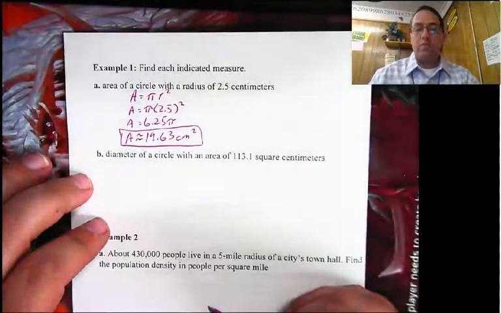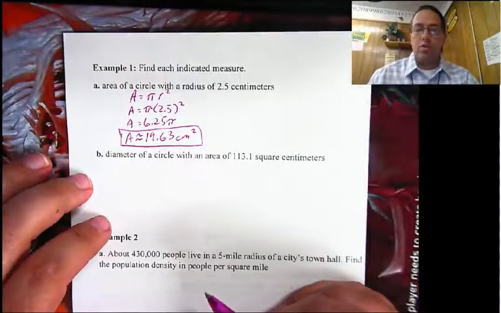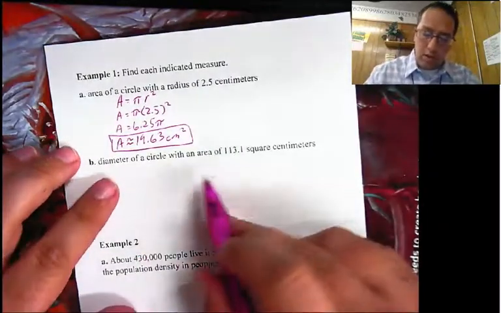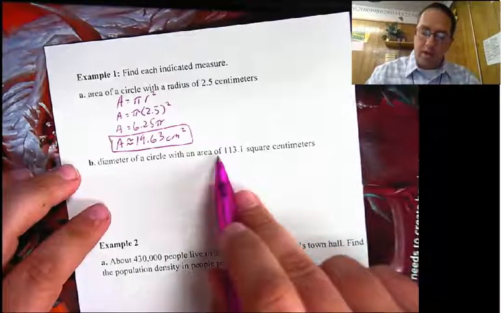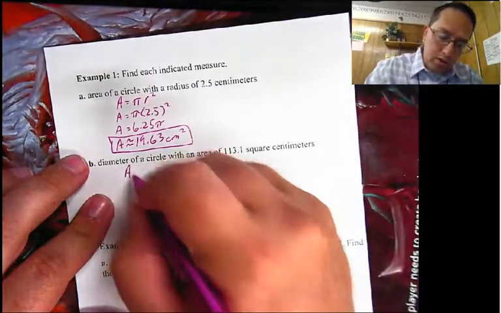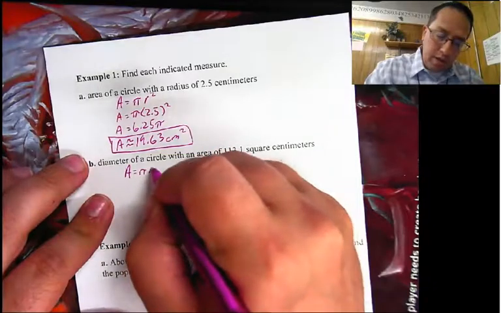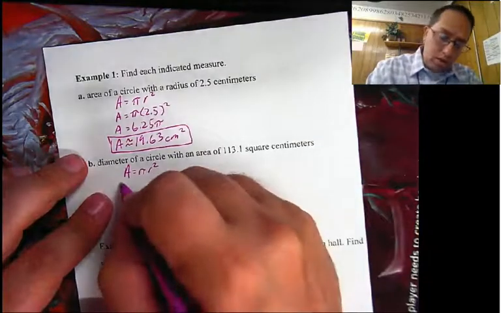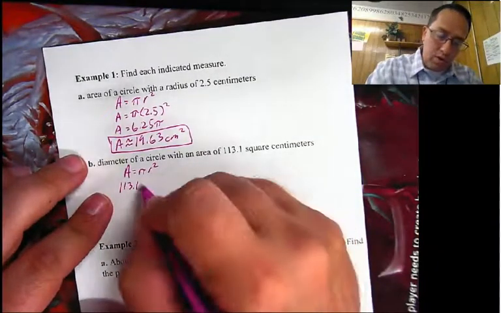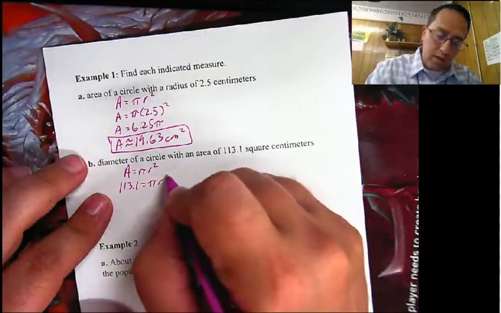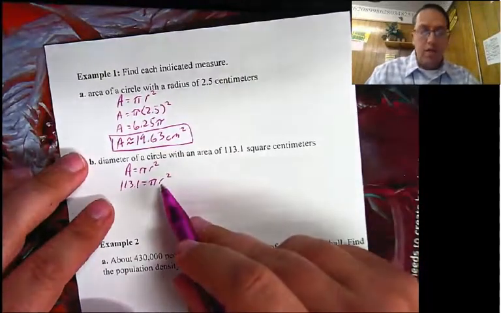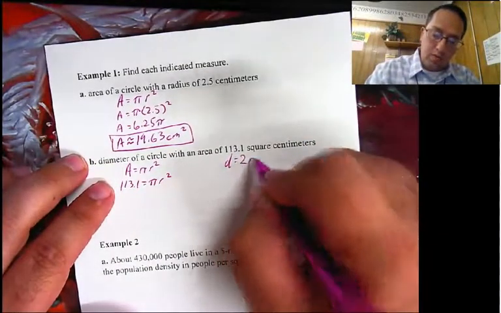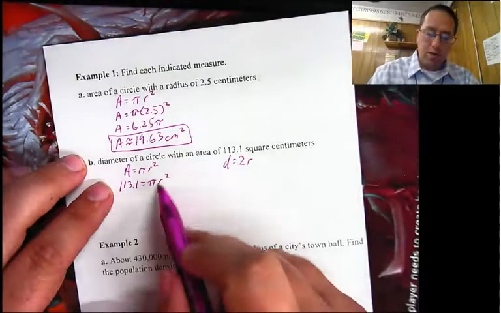The diameter of a circle with an area of 113.1 square centimeters. Okay, so let's see here. Don't have diameter, but we can find area. We know stuff about area. So area, again, is pi times r squared. So let's plug in what we know. Area is 113.1, which equals pi times radius squared. So if we can find the radius, we can get the diameter, because the diameter is equal to 2 times the radius, right? So we need to get the radius, and then we can get the diameter.